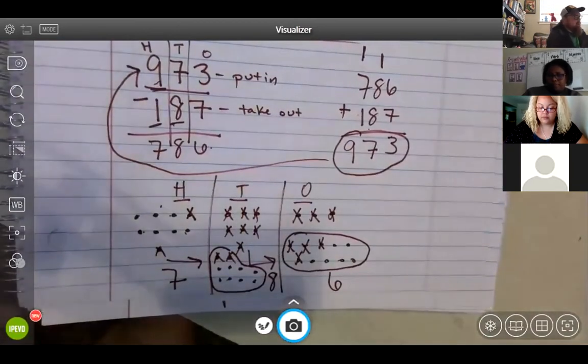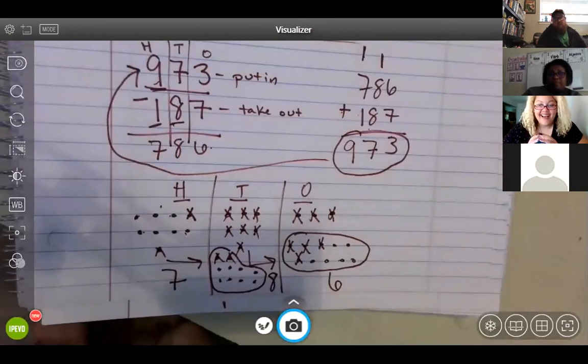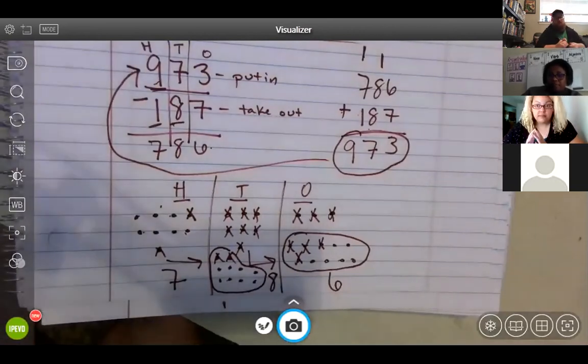So this is the work that we practiced with today. It was really great seeing everybody today. I really enjoy doing this stuff. I'm really hoping that come next week, we can move into doing just vertical math.